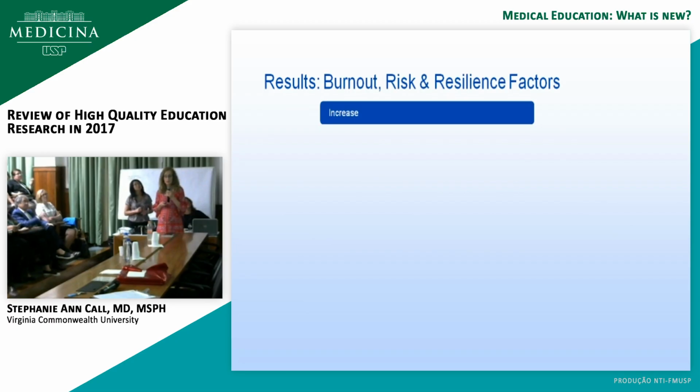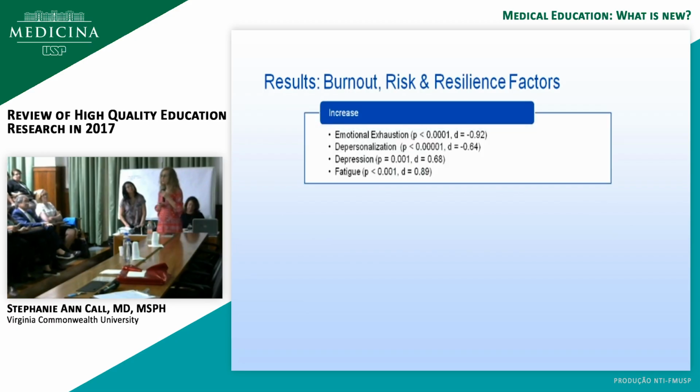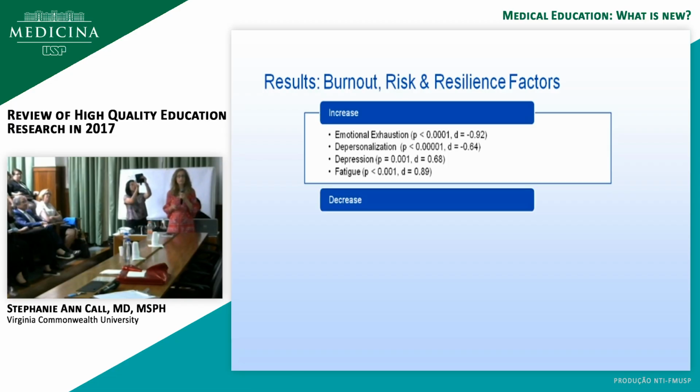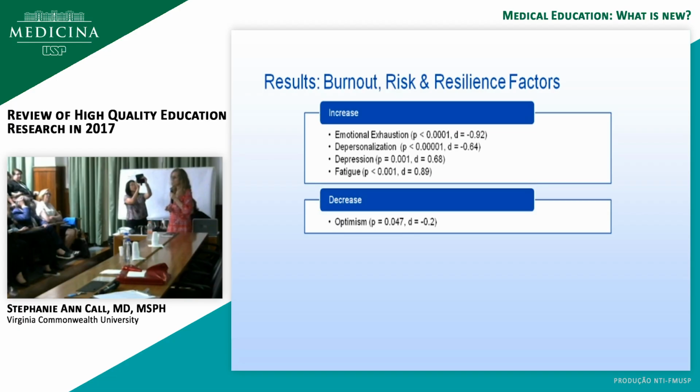So what did they find? They found that there was an increase over time in emotional exhaustion, and the Maslach Burnout Inventory looks at emotional exhaustion, but it also looks at depersonalization and then really finding meaning in what you do. And so they saw increases in depersonalization over that first year in training, increases in emotional exhaustion, increases in depression, and increases in fatigue, which are not unexpected in residency training. Not good, but not unexpected. They saw a decrease in optimism, which is depressing.